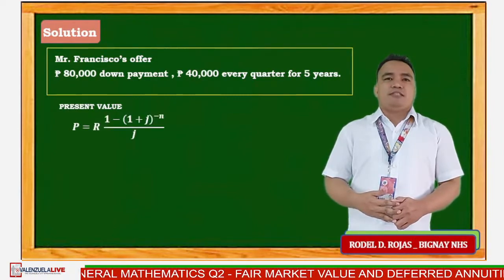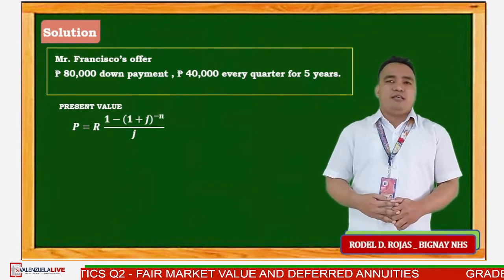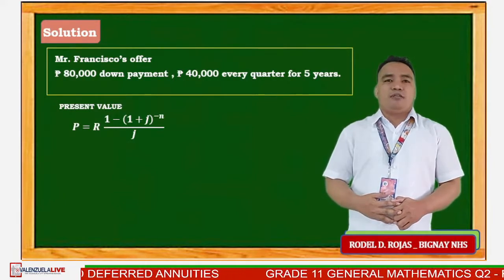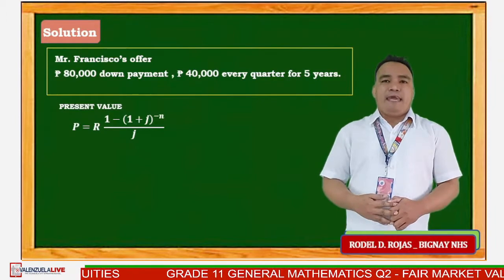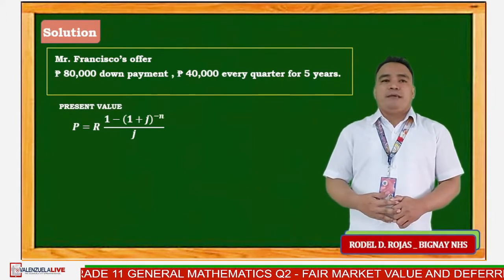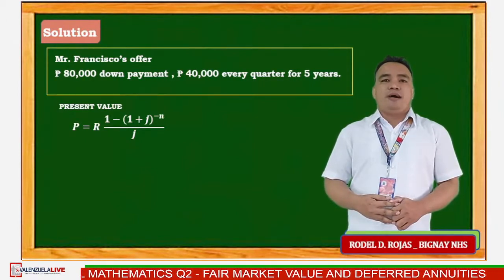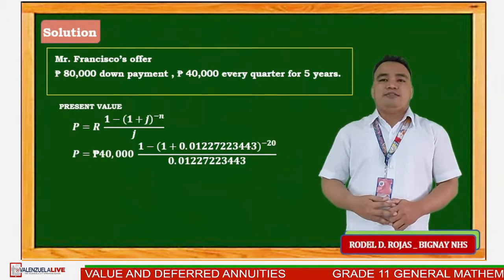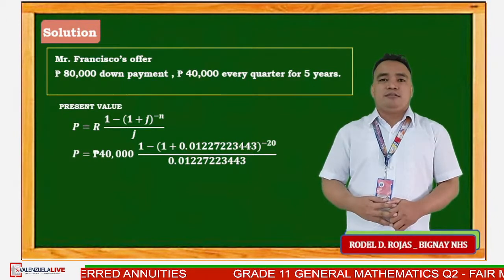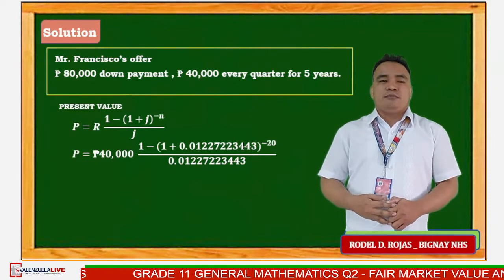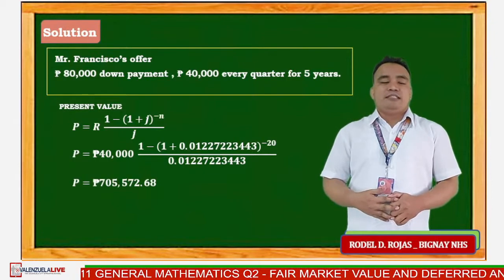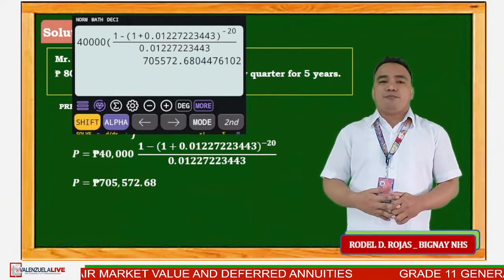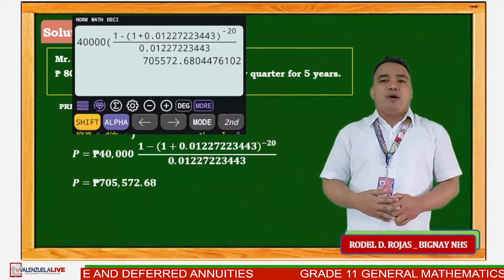Next is to solve for the present value. The formula is P equals R times 1 minus the quantity of 1 plus J raised to negative N all over J. R is 40,000. J equals 0.0122723443. N equals 20. By substitution, it will become P equals 40,000 times 1 minus the quantity of 1 plus 0.01227234 raised to negative 20 all over 0.01227234. Then use the scientific calculator. The answer is 705,572.68 pesos. Therefore, P equals 705,572.68 pesos.